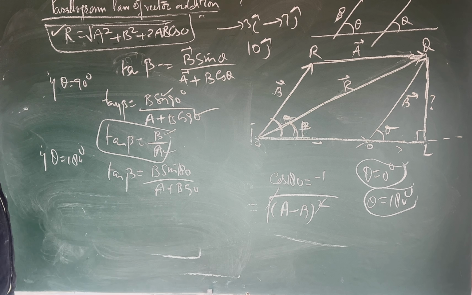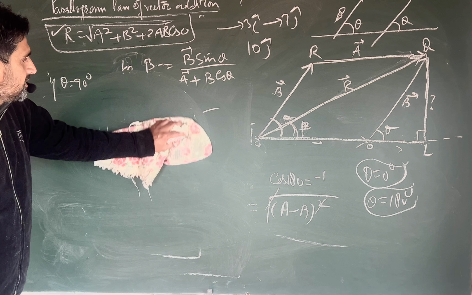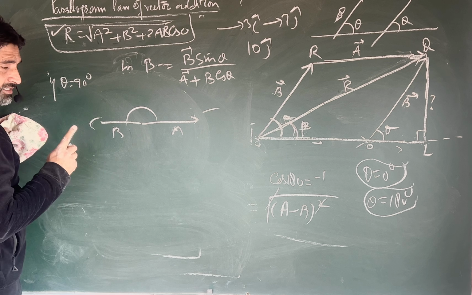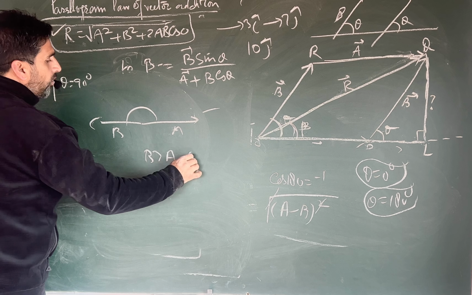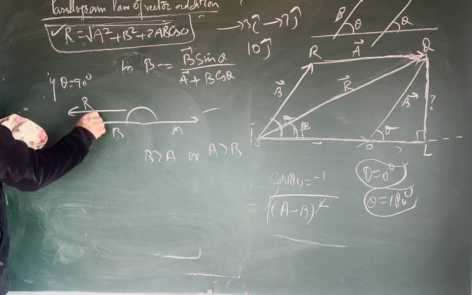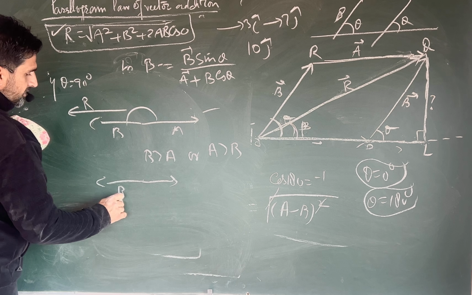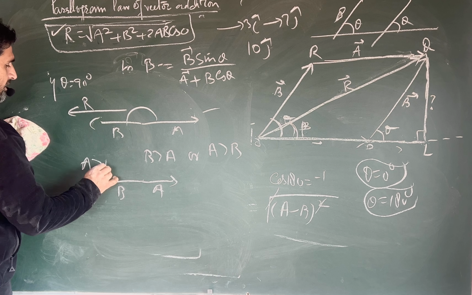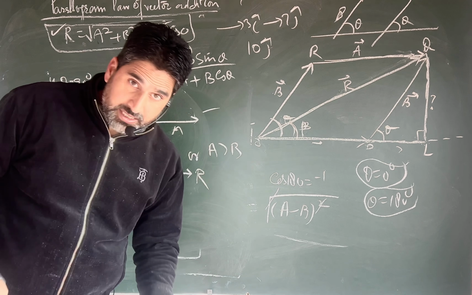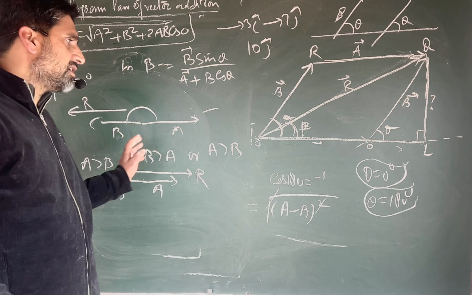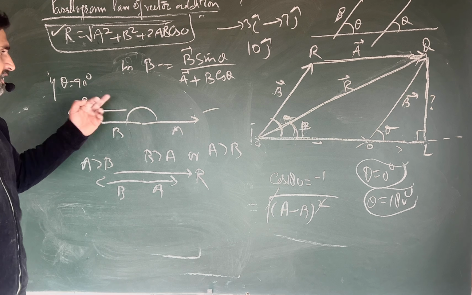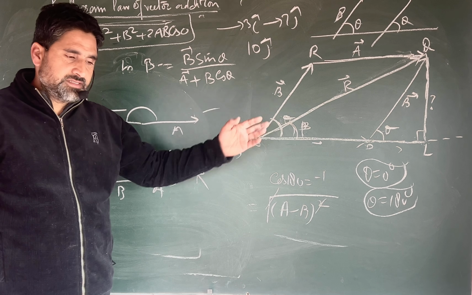Here in this part, when the angle between two vectors is 180 degree, suppose this is a and this is b. The direction of the resultant depends upon whether b is greater than a or a is greater than b. If b is greater than a, the resultant will be along this direction. If a is greater than b, then R will be along this direction. So depending upon the values of a and b in case of 180 degree angle, your resultant will be decided by which one of the vectors is greater. If b is greater than a, the direction of the resultant will be along b. If a is greater than b, then the direction will be along a.